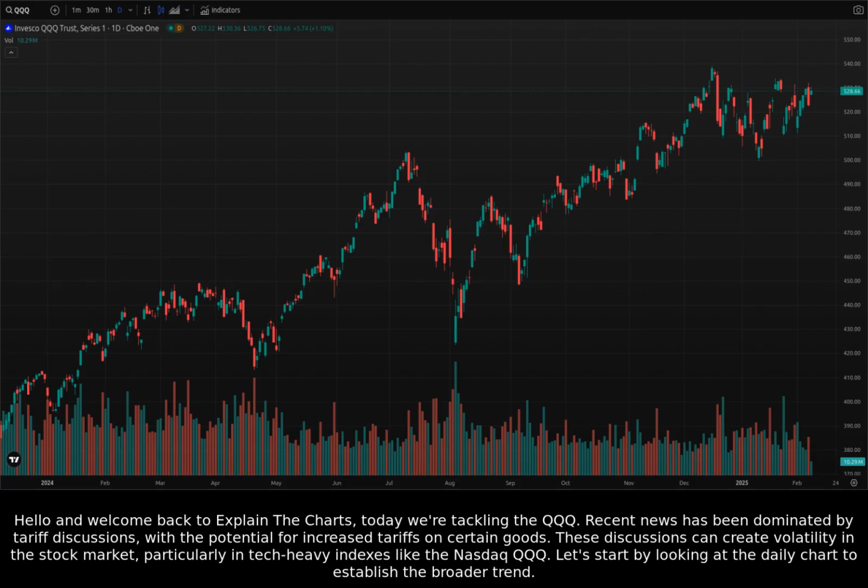Today we're tackling the QQQ. Recent news has been dominated by tariff discussions, with the potential for increased tariffs on certain goods. These discussions can create volatility in the stock market, particularly in tech-heavy indexes like the Nasdaq QQQ. Let's start by looking at the daily chart to establish the broader trend.